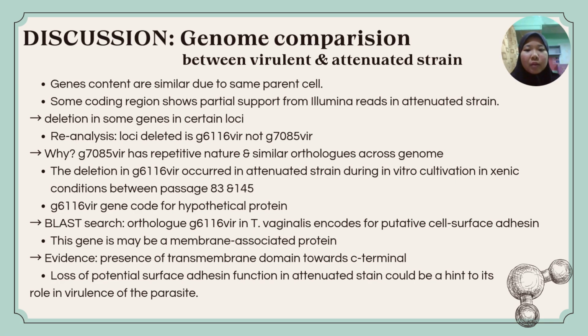Next is the genome comparison between the virulent and attenuated strain. First of all, the genome content is similar because both came from the same parents. However, some of the coding regions show partial support from the RNA reads in the attenuated strain. This indicates that there is a deletion in some genes at certain loci.